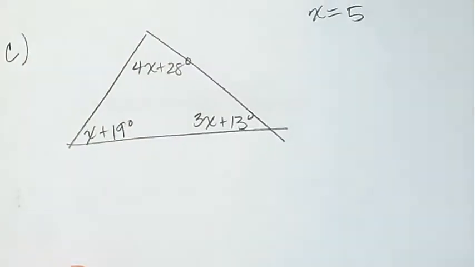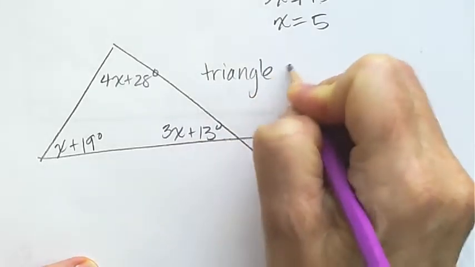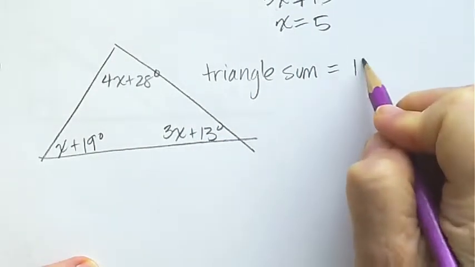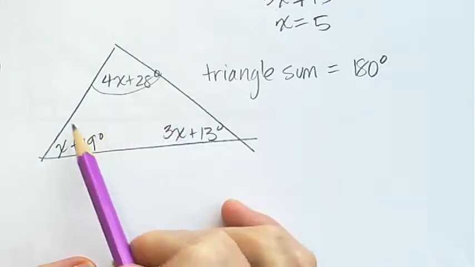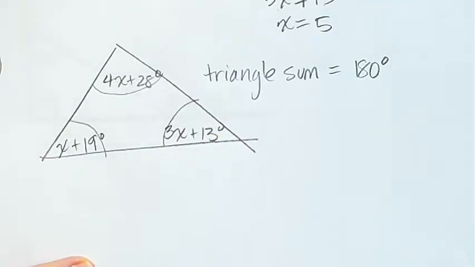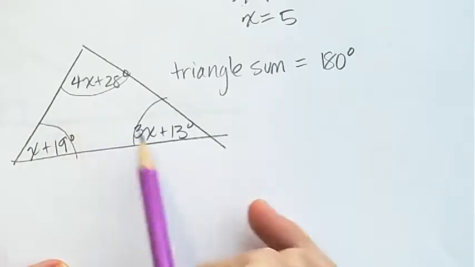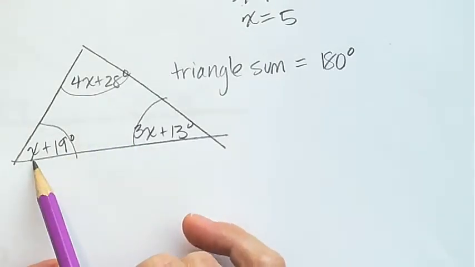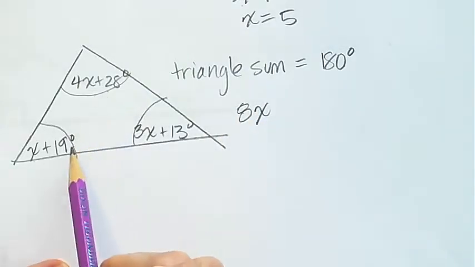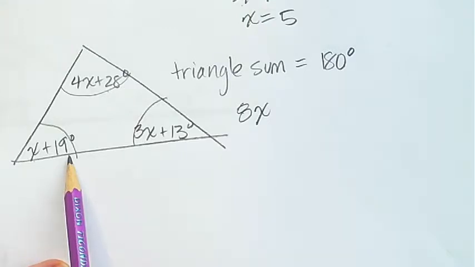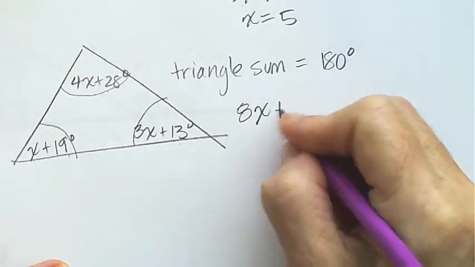Okay, here we have a triangle, and we know that all the angles in a triangle sum to 180. So my equation is going to be that this angle plus this angle plus this angle equals 180. So I'm going to go ahead and combine like terms before I write the equation. 4x plus 3x plus 1x is 8x. Positive 28 plus 19, let's see, that would be 47, plus 13 would be 60.